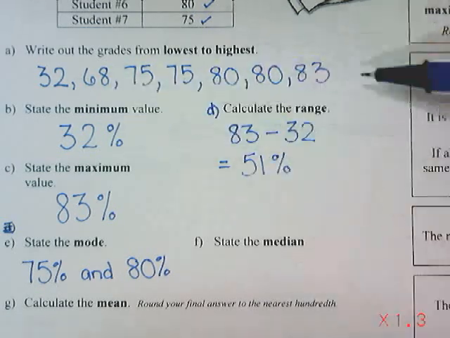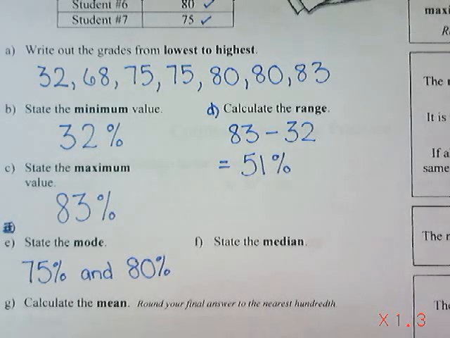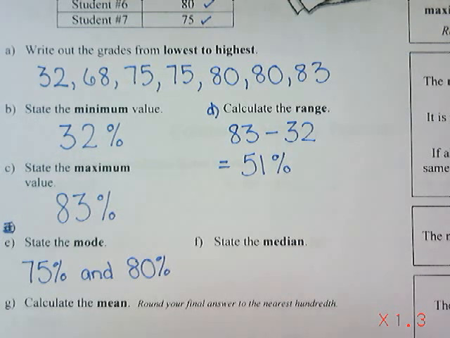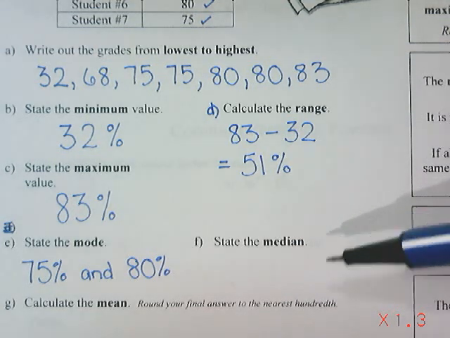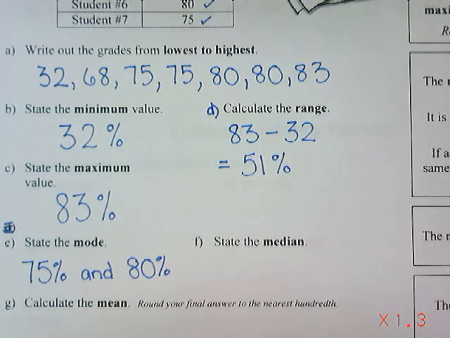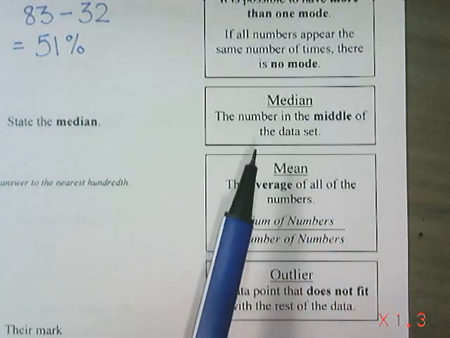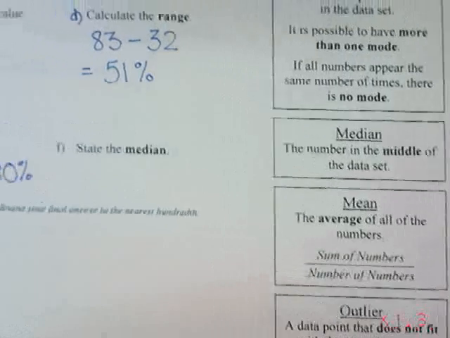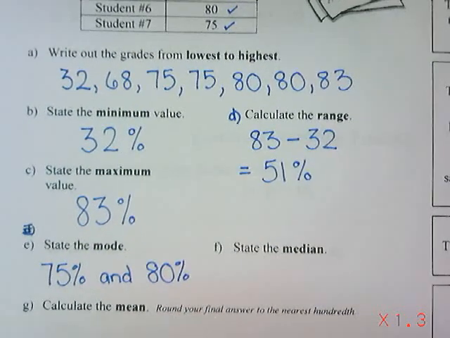Okay, these ones are usually pretty easy to do. They don't require a lot of calculation. I can look at the numbers once they're in order and pick some of these things out. The last 2, median and mean, involve a little bit of calculating in order to be able to find them. So median is, if I look at the side, the number in the middle of the data set. So it's our number in the middle. That's what a median is. So I want to try to see if I can find the number in the middle of my data set.